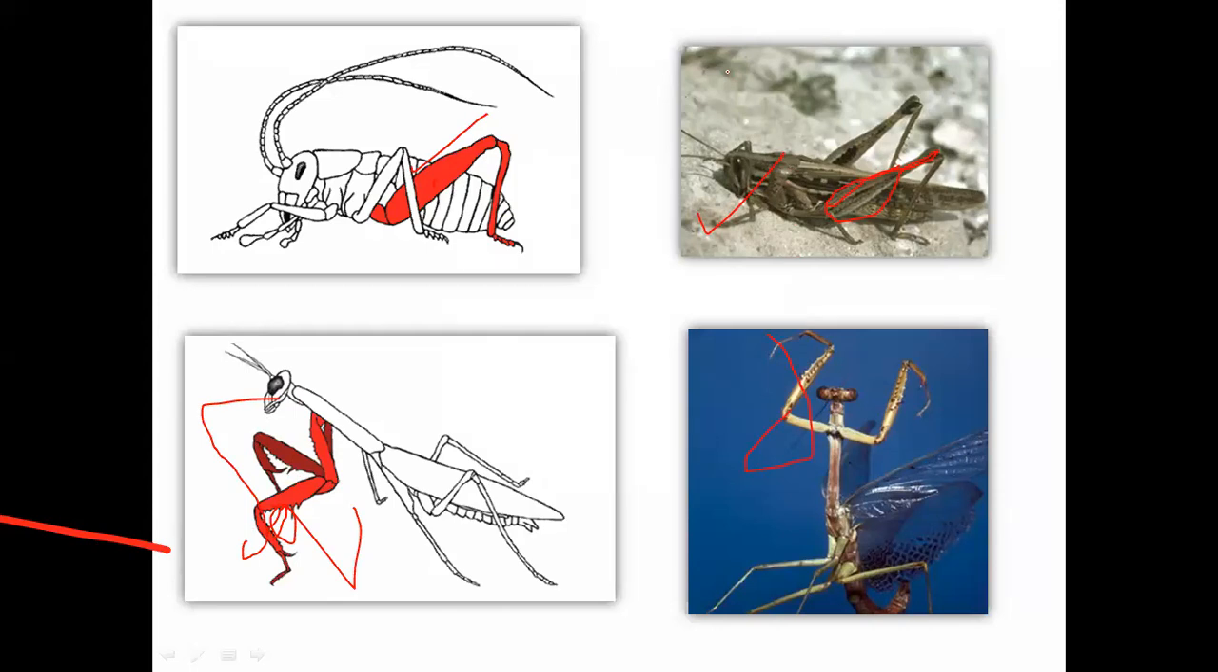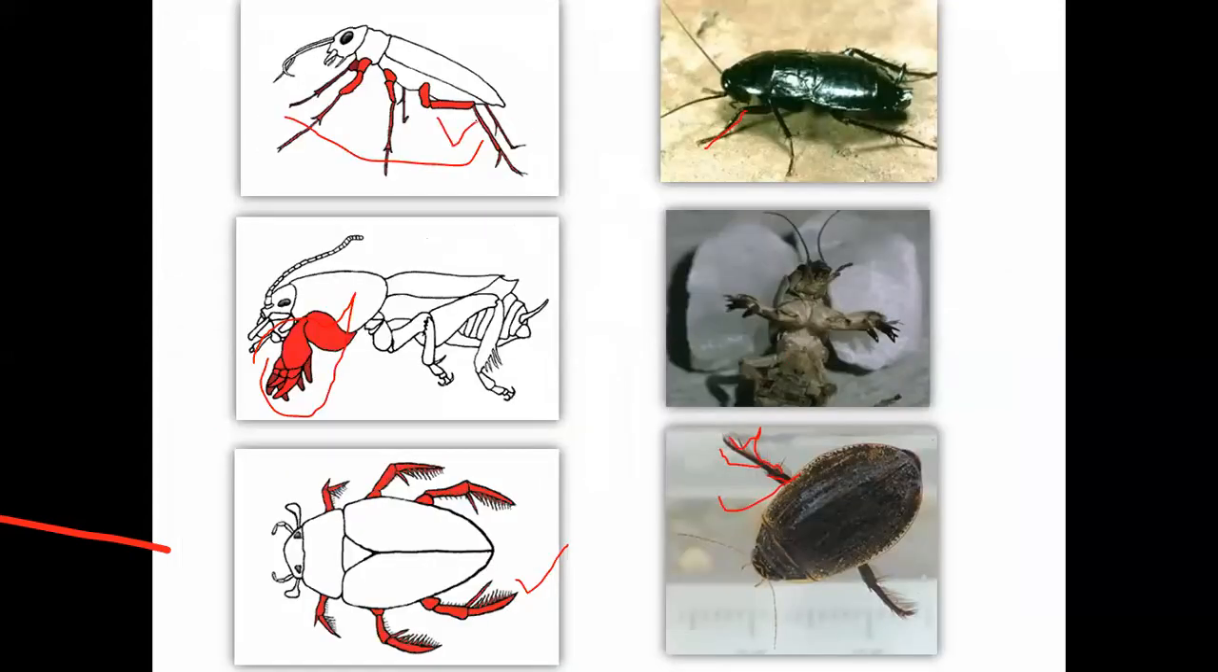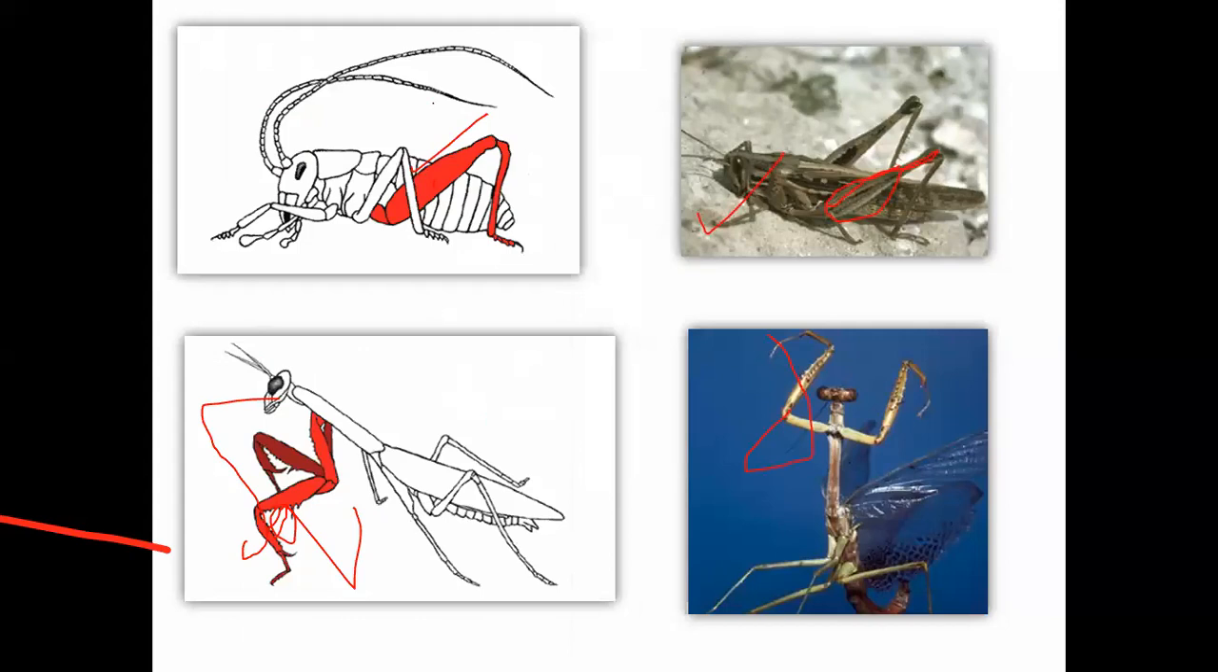Cursorial legs means running, na? Here I am showing you cursorial running. Fossorial means digging, natatorial means swimming, saltatorial means jumping, and the praying mantis is raptorial.